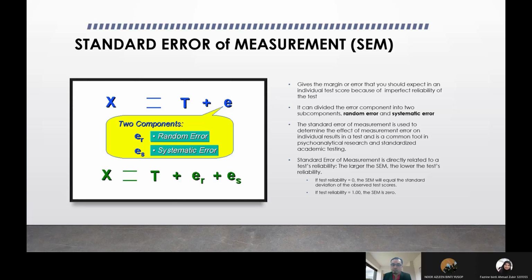So standard error of measurement is directly related to a test's reliability. The larger the SEM, the lower the test reliability. So if test reliability is 0, the SEM will equal the standard deviation of the observed test score. If the test reliability equals 1, the SEM is 0. So from the least perfect to the most perfect one lah. So SEM ni dia adalah standard deviation punya formula.